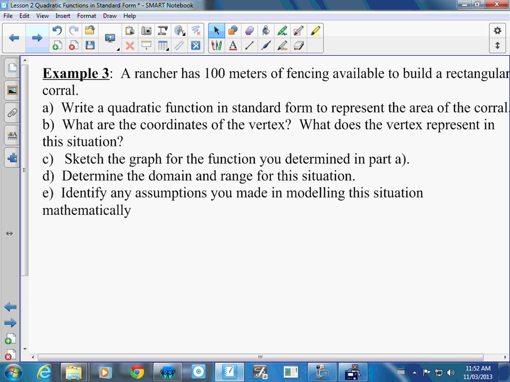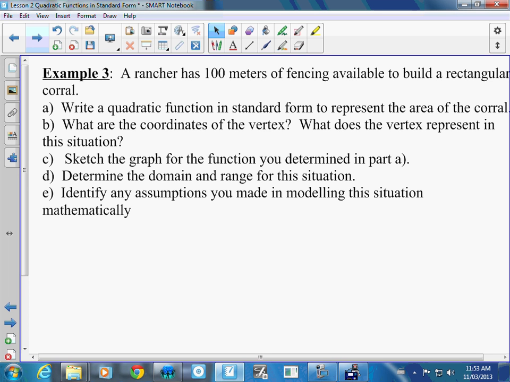Okay. So what we want to do is make a quadratic function that represents this, because we want to know how big this pen should be to maximize the area, right? Because we want the animals in there to have the biggest area possible, don't we? We don't want something like a fence a meter wide by something really long, right? Because then they just run back and forth. We want a big, big area. Okay.